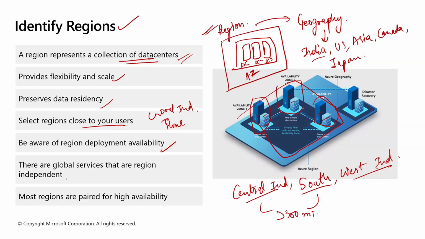There are global services that are region independent. So there are some services where it doesn't matter wherever you host, they will be available, such as network watcher, or I would say a private DNS zone. These are Azure services that are available no matter where your region is. Most regions are paired for high availability. Now, what do I mean when I say paired?